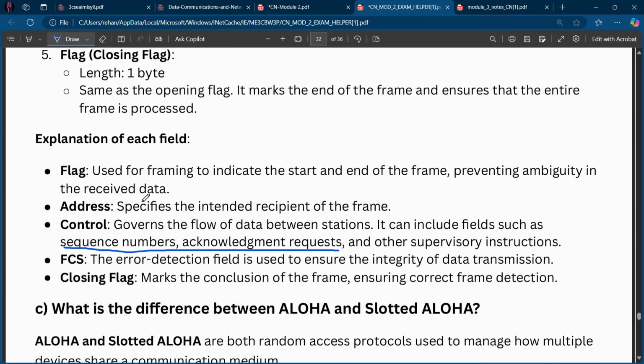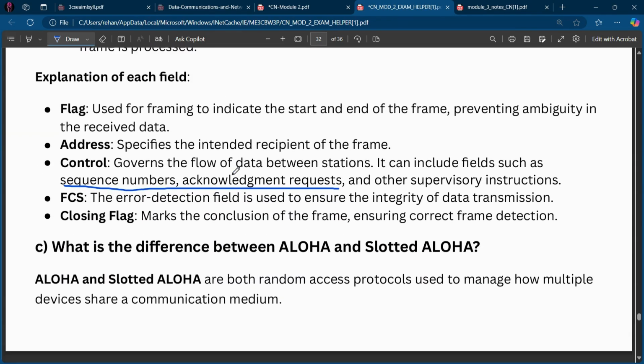Explanation of each field. See, just read this once. You should be able to understand. I have explained it properly, right?